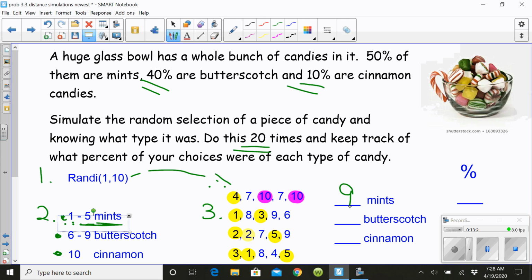Now I'm going to count the butterscotch. Well, actually, I counted the cinnamon ones. Look down here. Cinnamons were number 10. I got 2 of those, right? I got 2 cinnamons. And I don't even really have to count the other ones, but I guess I will. But these better add up to 20, right? I'm going to count 1, 2, 3, 4, 5, 6, 7, 8, 9. I got 9 of those as well. So let's see, that adds up to 20, right? So that's a good thing.